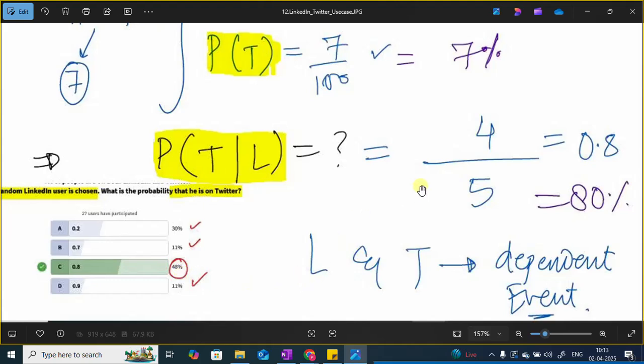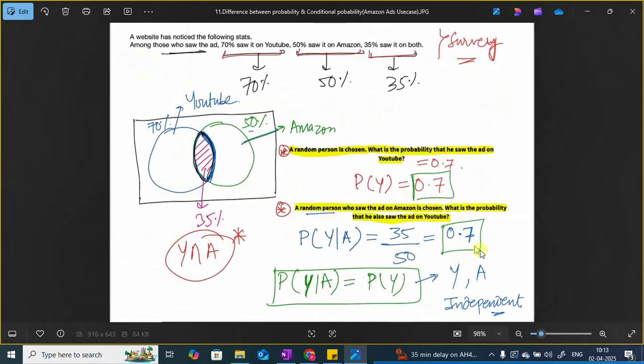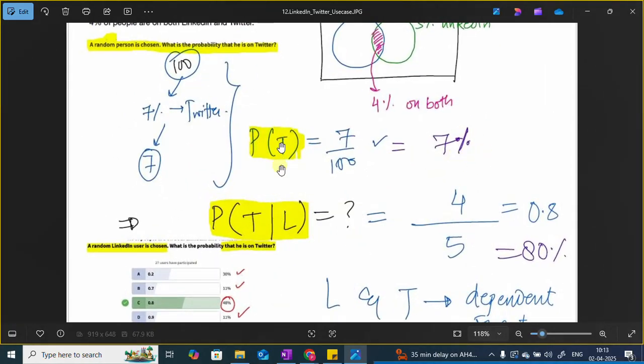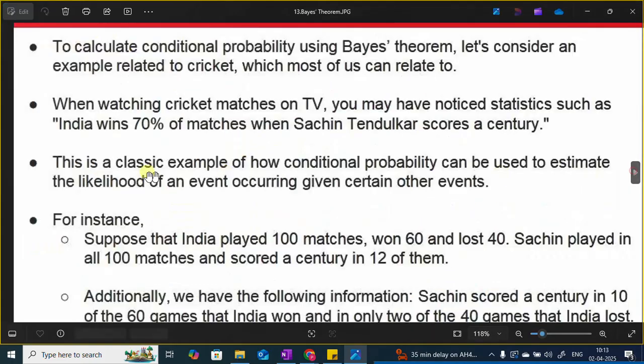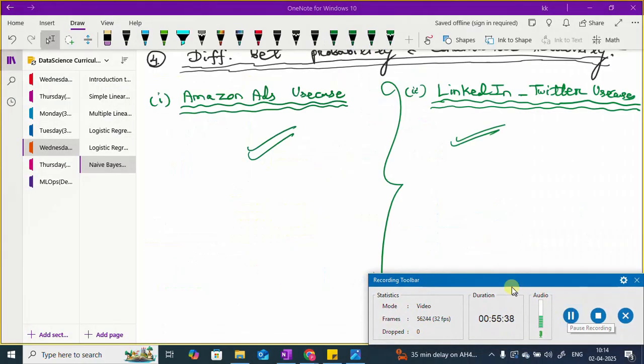Okay, here you can see two different things. Here 7%, here 80%. Values are not matching. But in previous cases, luckily the values were matching. Generally, most of the time, the values won't match because they are two different things. Here I'm trying to figure out the probability of Twitter. Here I'm trying to find the probability of Twitter given LinkedIn. So these are two different things, not the same. Clear, guys? Any doubt so far?